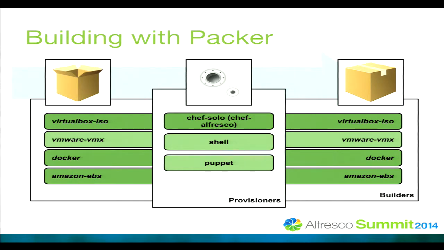So you can configure one Packer build to support multiple builders. With the same logic, you can come out with an ISO, with a Docker image, or an AMI that you can use on the marketplace. As you can see, the only provisioner that we use right now is Chef Alfresco, but you are free to add your script files, Ansible, Puppet, Chef, whatever it is, Salt as well.